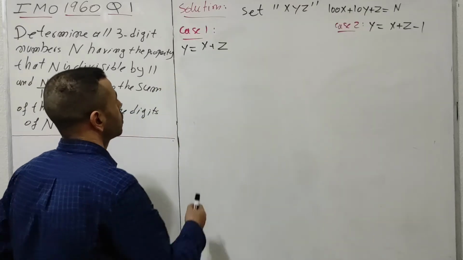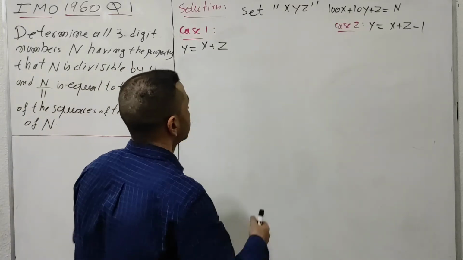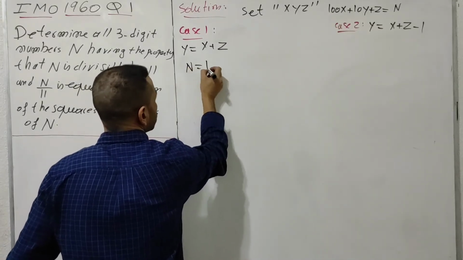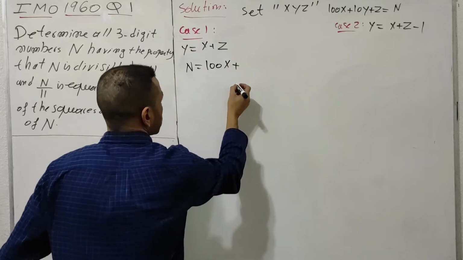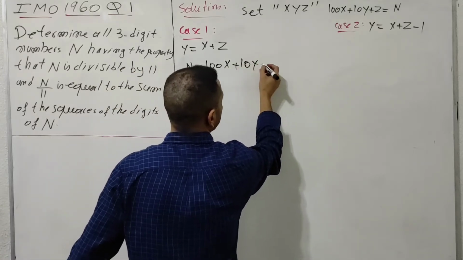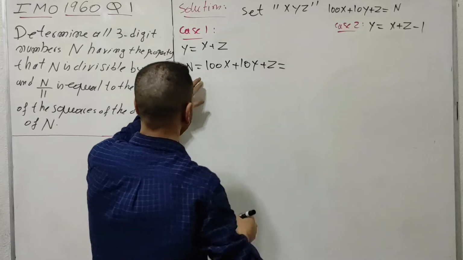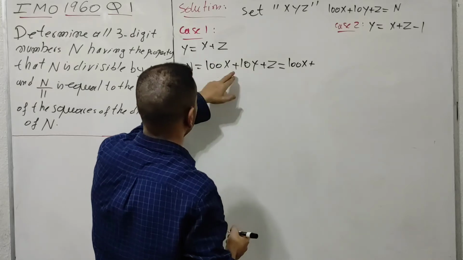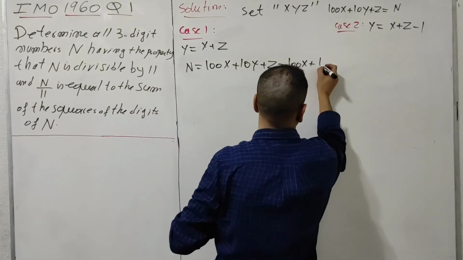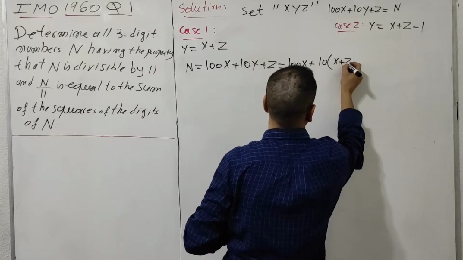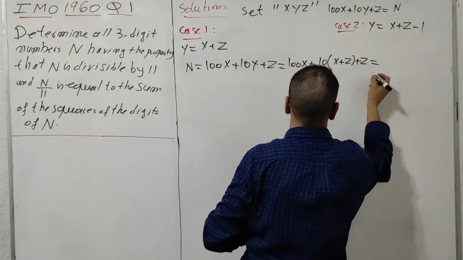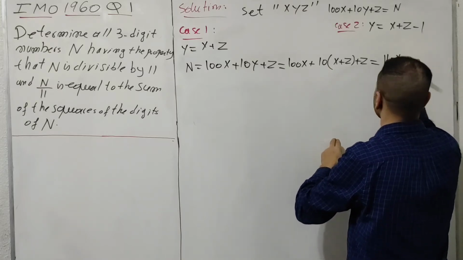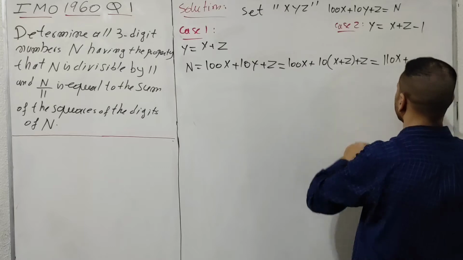Okay, first case, we have y equal to x plus z. I'm going to work on the first expression. So I have n equal to 100x plus 10y plus z. I'm going to replace y with its value. I will get 10 multiplied by x plus z, giving us 100x plus 10x, which is 110x, plus 10z plus z, which is 11z.